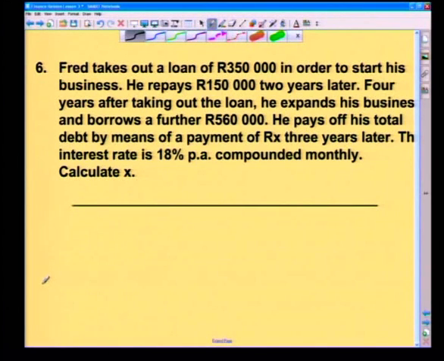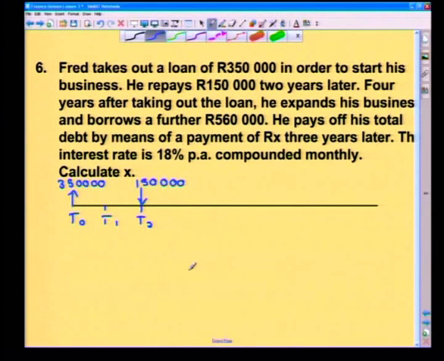It says Fred takes out a loan of 350,000 Rand in order to start his business. So what I would do is I'd immediately go T0, and I would say he's taking out a loan of 350,000. He repays 150,000 2 years later. So T1, T2, he repays, so notice how I'm showing my arrows, he takes out, he repays 150,000.